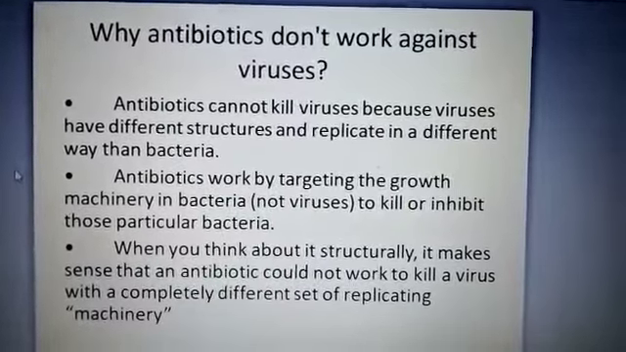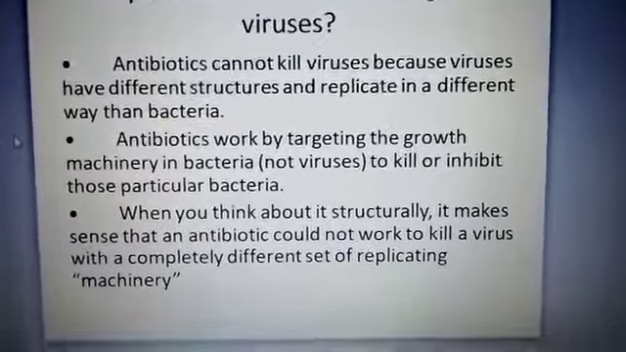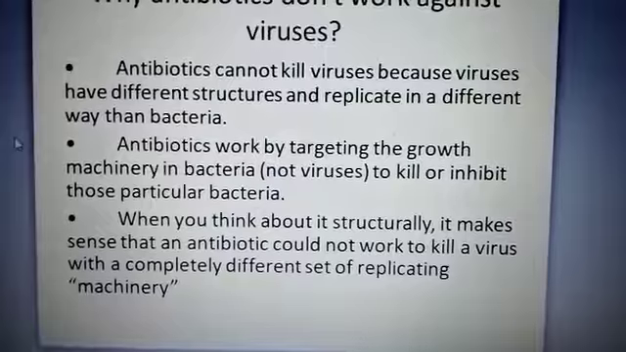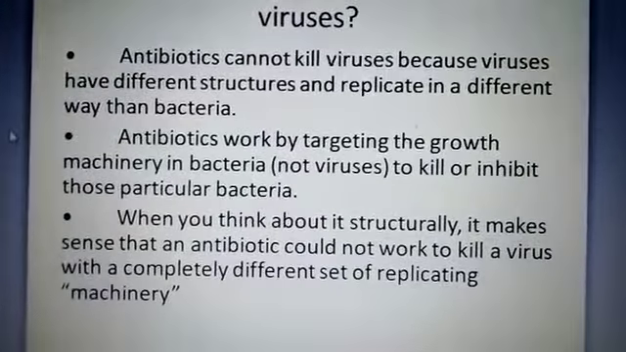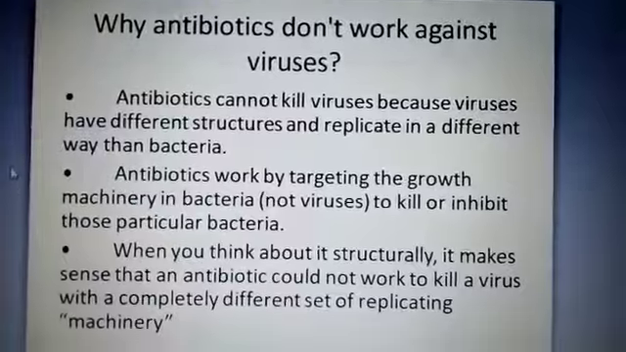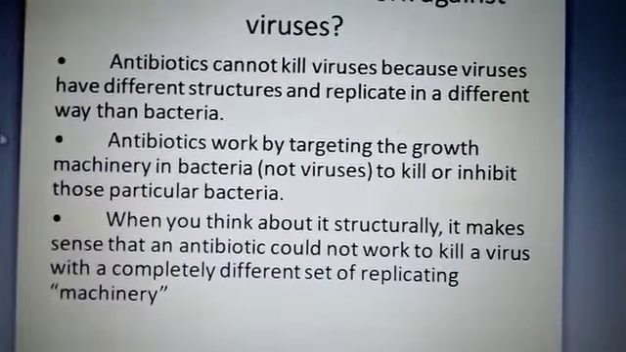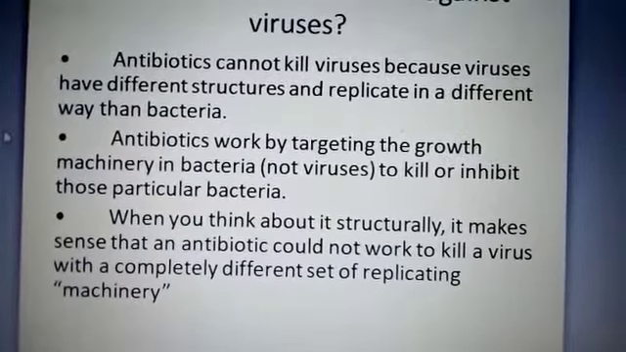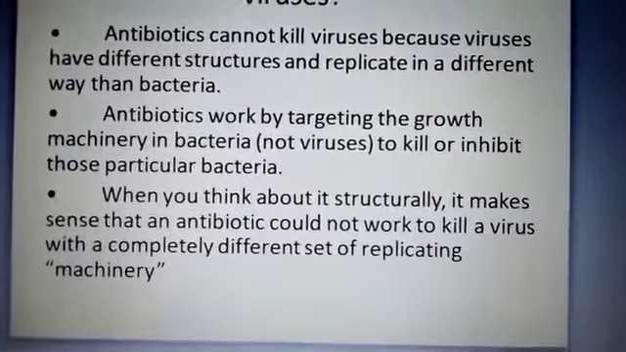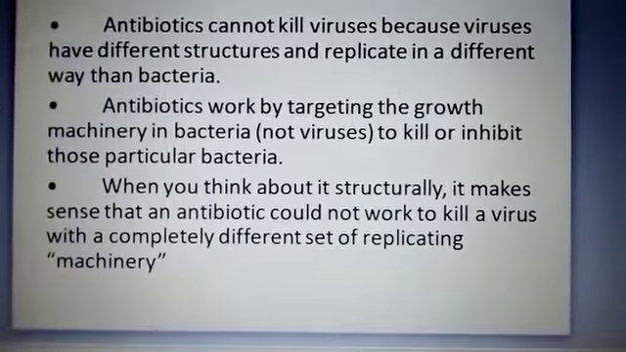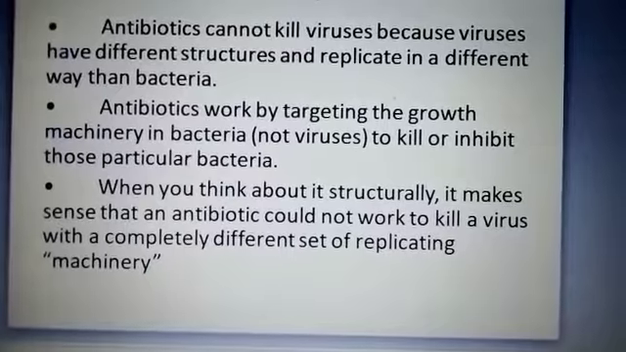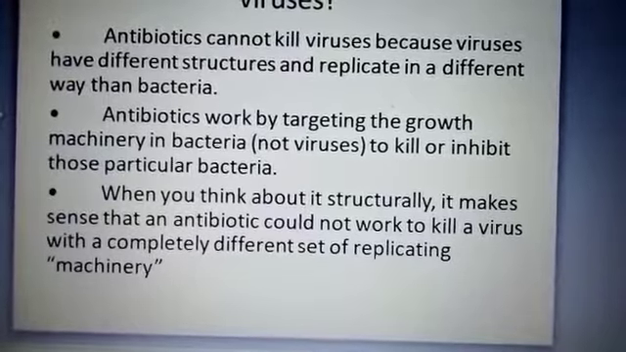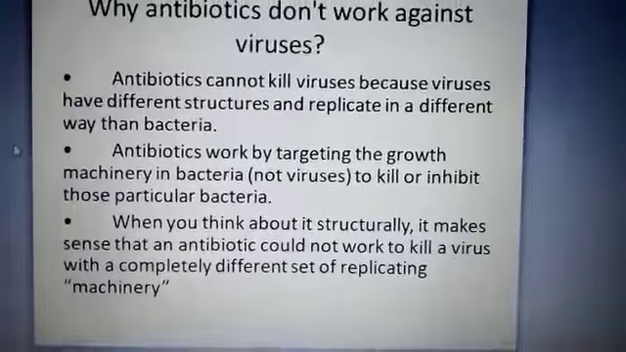Why don't antibiotics work against viruses, or why are they less effective against viruses? Antibiotics cannot kill viruses because viruses have different structures and replicate in a different way than bacteria. So as you know, viruses are non-living particles. Antibiotics work by targeting the growth machinery in bacteria to kill or inhibit those particular bacteria, but it is not effective on viruses. When you think about it structurally, it makes sense that an antibiotic could not work to kill a virus with a completely different set of replicating machinery.